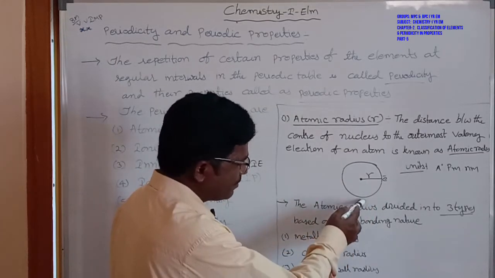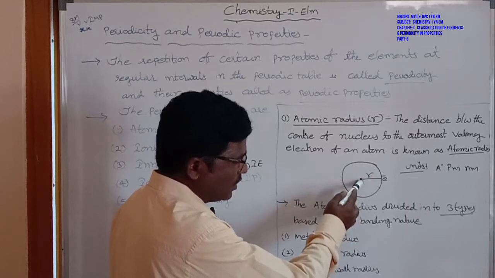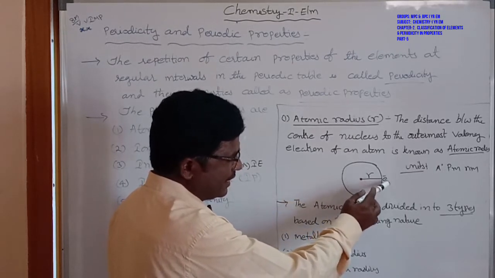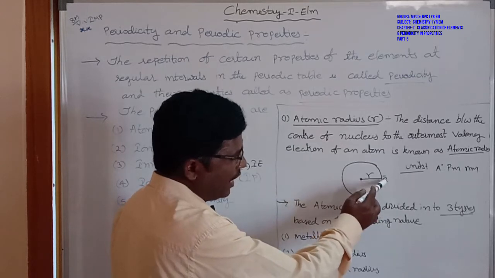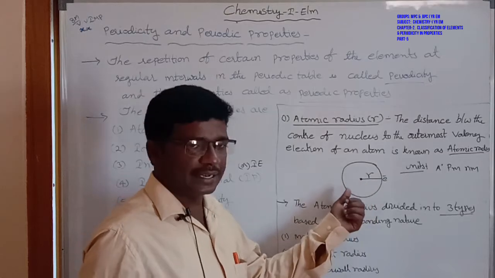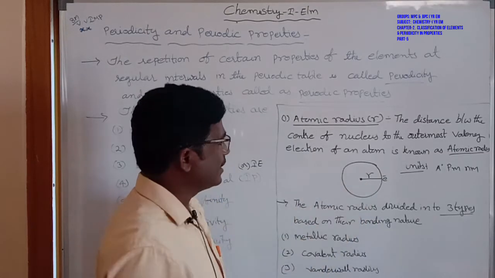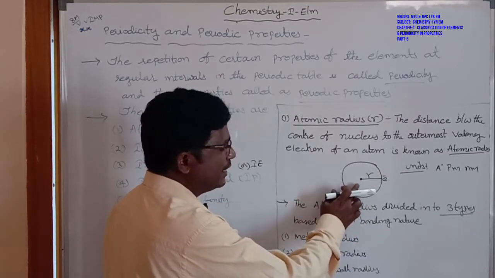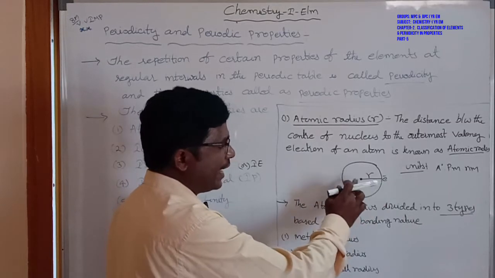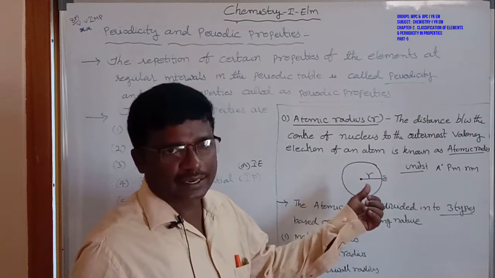Here is one atom. The atom consists of the nucleus at the center, and the outermost electron exists outside. The distance between the center of the nucleus and the outermost electron of an atom is called atomic radius.